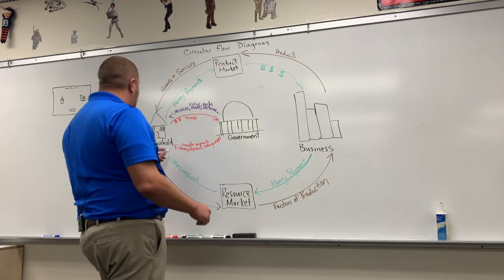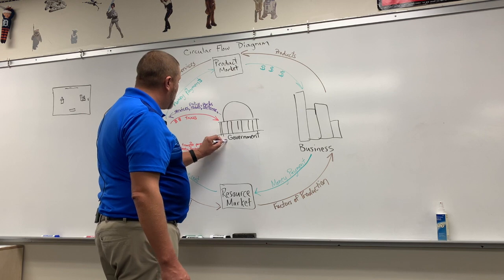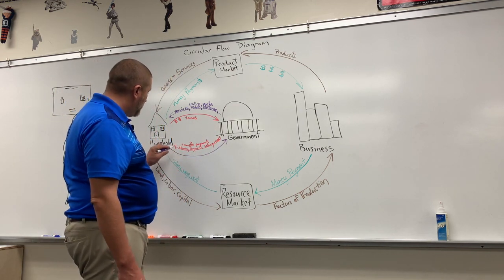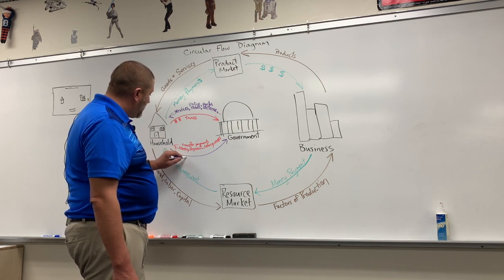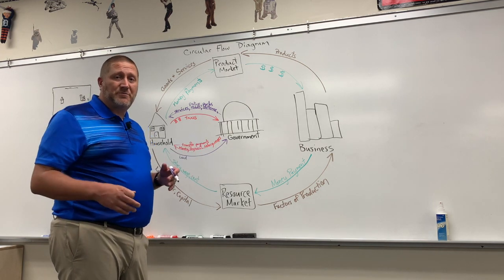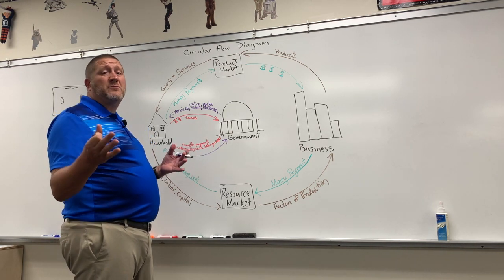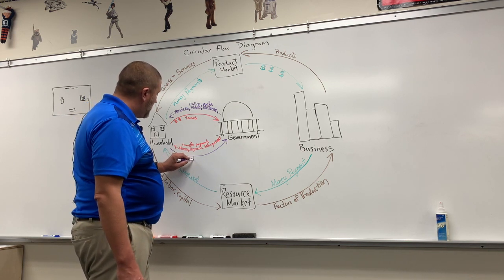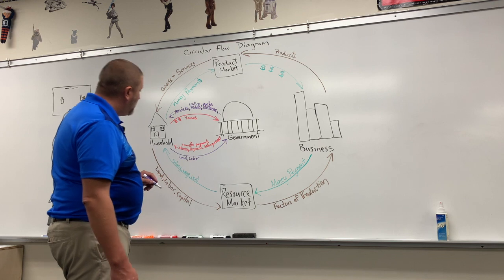Well, in return for that, what do households provide government? The households are going to provide government with factors of production. They're going to be your police officers. They're going to be the secretaries that work in the police department. They're going to be different government officials. Okay?